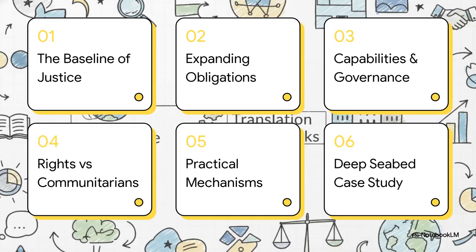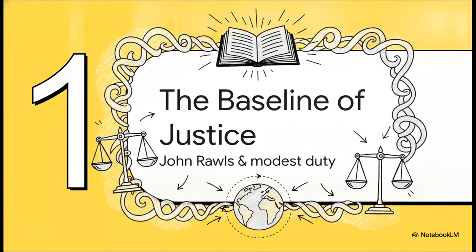Here's our roadmap for today. We'll start with the baseline of global justice, expand the global obligation, look at capabilities in global governance, compare human rights with communitarians, check out some practical mechanisms in action, and finish up by operationalizing justice with a deep seabed case study. Okay, part one, the baseline of global justice.